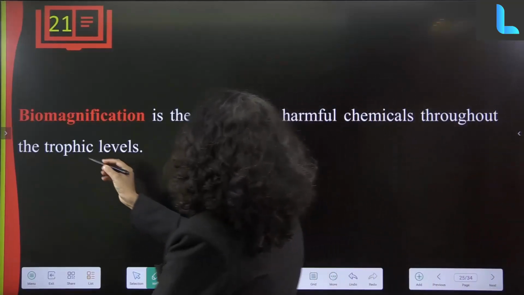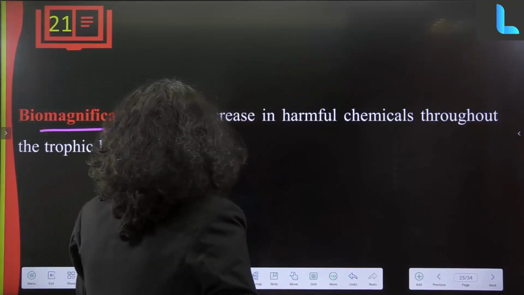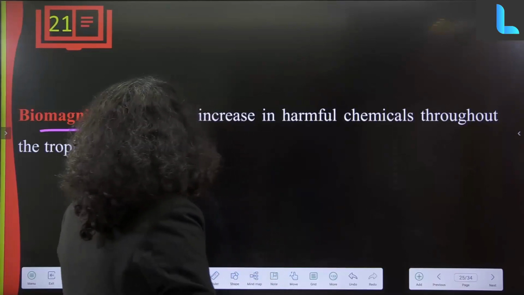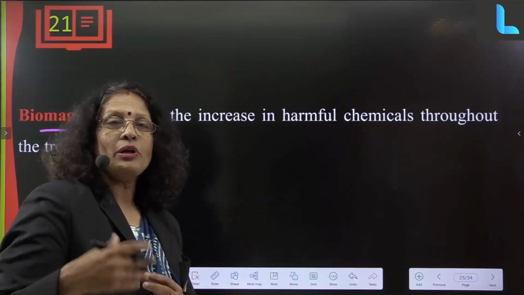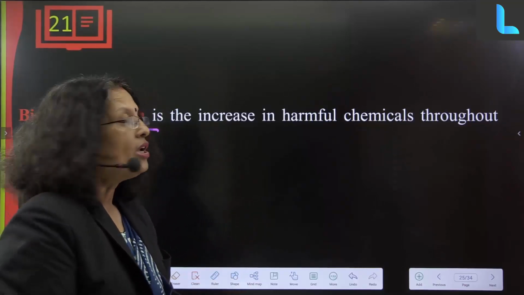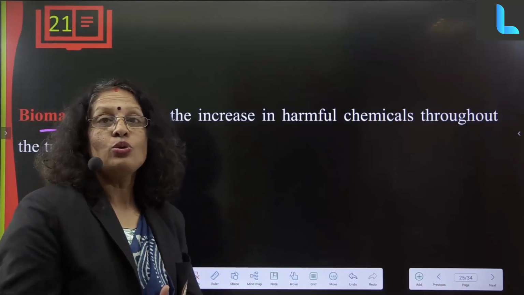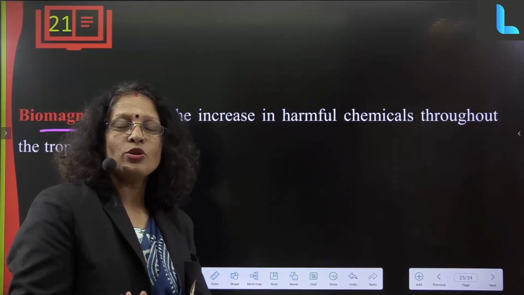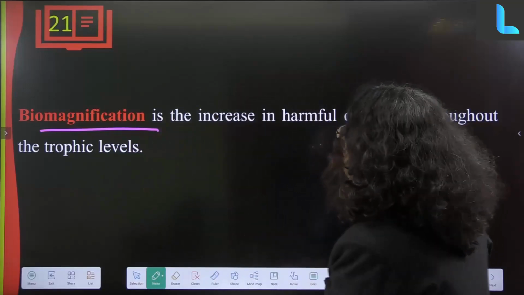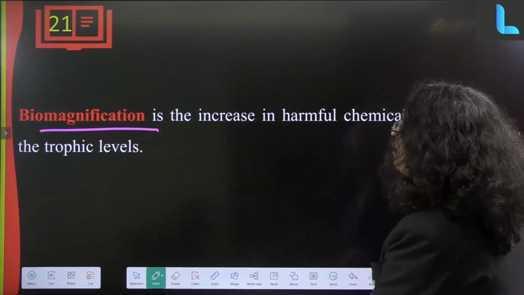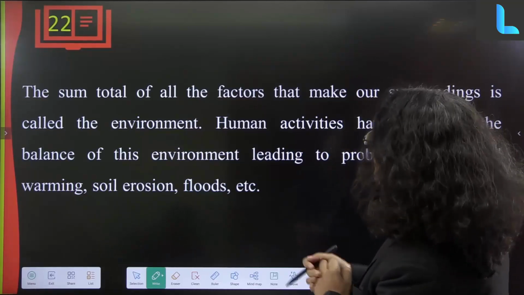Like biomagnification means what? It is the increase in harmful chemicals throughout the trophic levels. So how will chemicals increase? By the different factories, the polluting gases, the polluting substances which are in the water or in the air, or you are using insecticides, pesticides to kill the crop pests or insects. So that kind of thing is causing harmful chemicals throughout the trophic levels. That is called biomagnification.